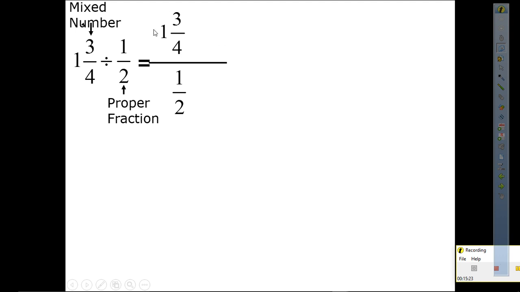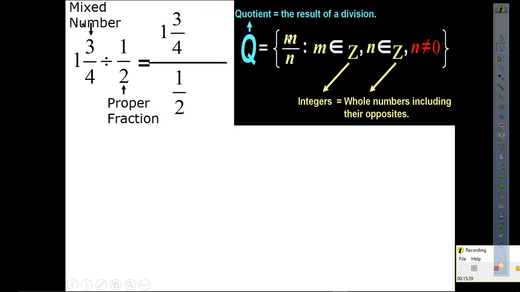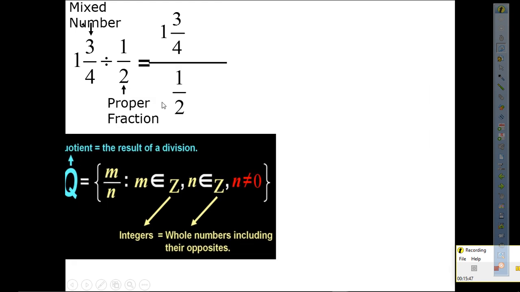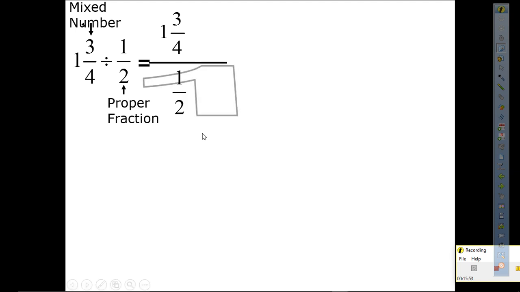Okay. Is this a big fraction? Yes, because there's a bar right here, yes? But can we have a fraction over another fraction? According to the definition, a fraction needs to have an integer here and an integer here. Is this an integer? No, it's a fraction. What would be the smallest integer you can think of? 1. How can we make 1/2 into 1? Multiplying it times what? 2 over 1, which is the reciprocal. And whatever we do to the denominator, we do to the numerator.